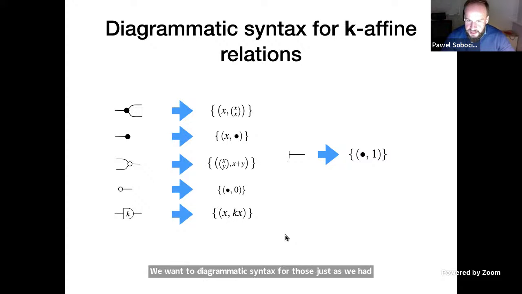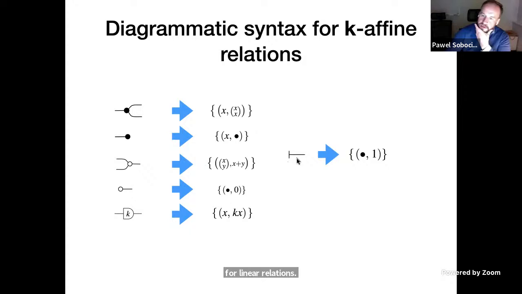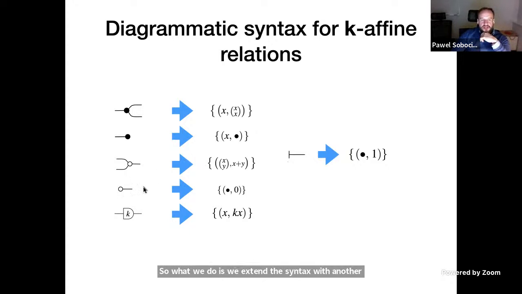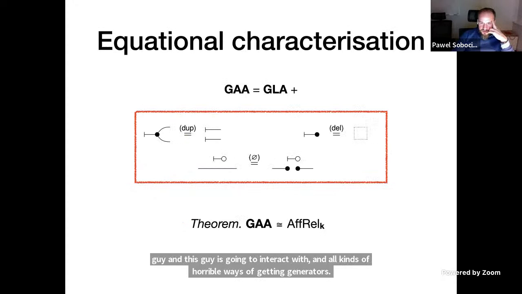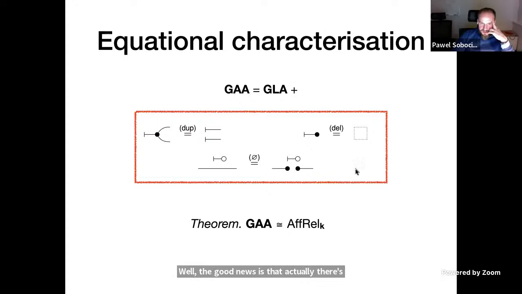So what we do is we extend the syntax with another generator, which is just like the unit for addition that produces a 0. Here we're going to produce the multiplicative identity. And you might think, okay, I've introduced this, and it's going to interact in all kinds of horrible ways with the other generators. Well, the good news is that there are only 3 additional equations.